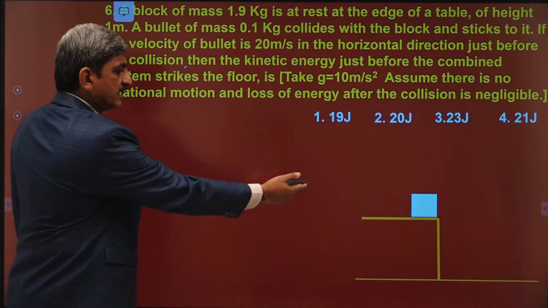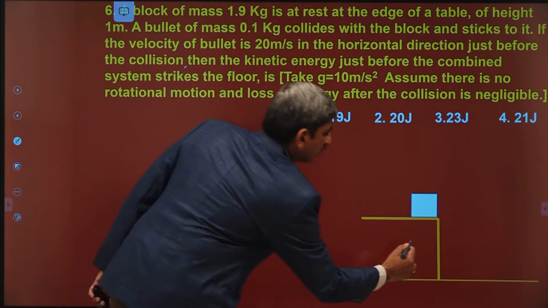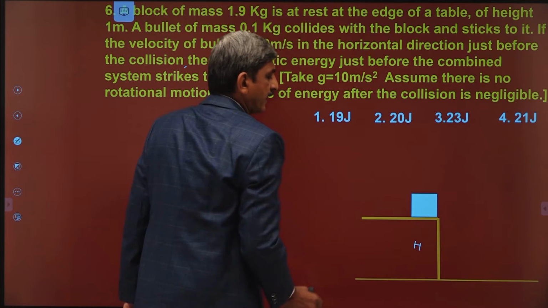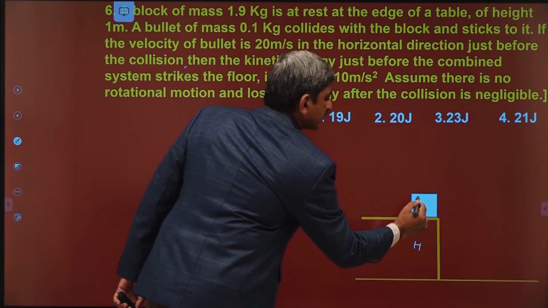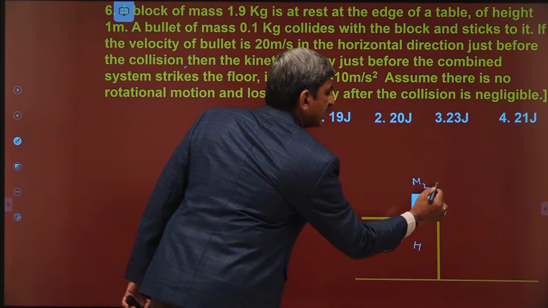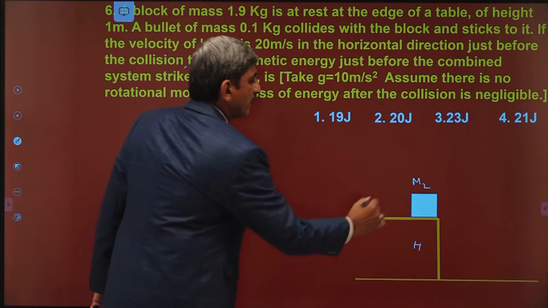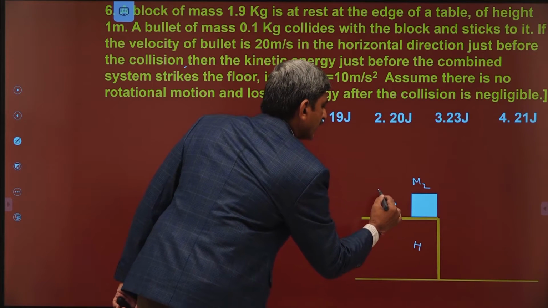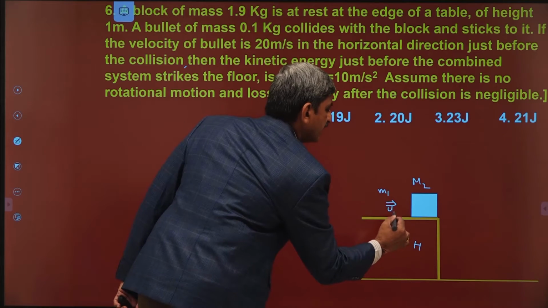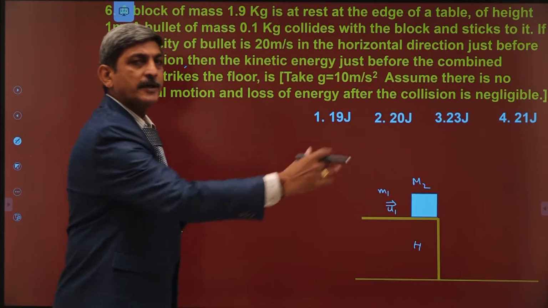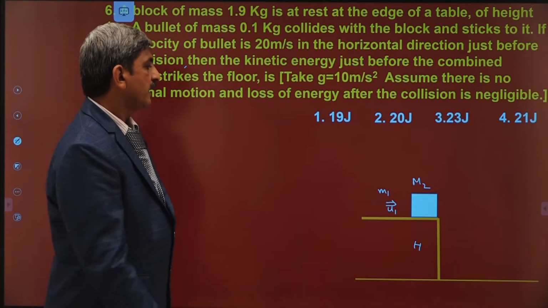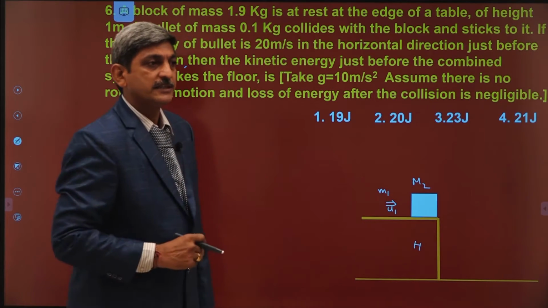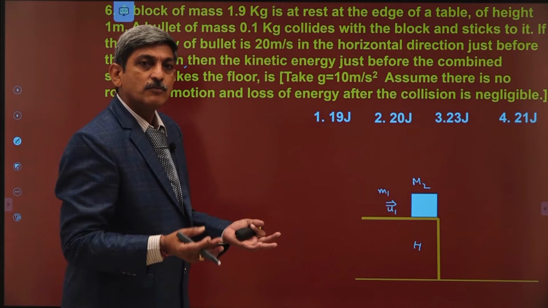So, let us see the situation. This is the table and the height of the table is given as h is equal to 1 meter. And there is a block of mass, say m2, and the block is initially at rest. Now here a bullet is fired. Let m1 be the mass of the bullet and it is initially moving with a velocity u1 before hitting the wooden block. It is given that the bullet hits the wooden block and embeds in it. Embedded means they are moving together.